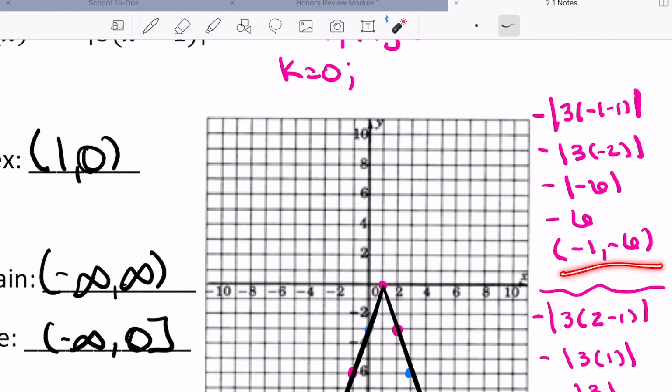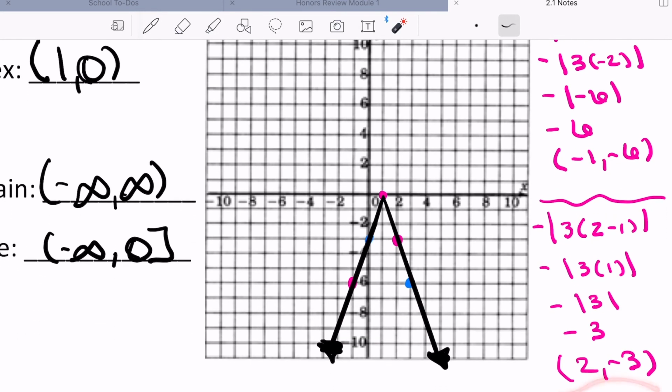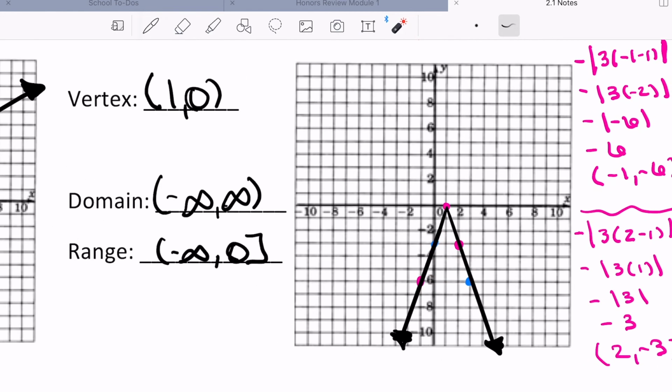Okay, so here are my points. Your points may be different once again, right? But you can see that I plotted my points and then I reflected them over to the opposite side in order to draw my function. Domain from -infinity to infinity. Range comes up from -infinity to 0 included.